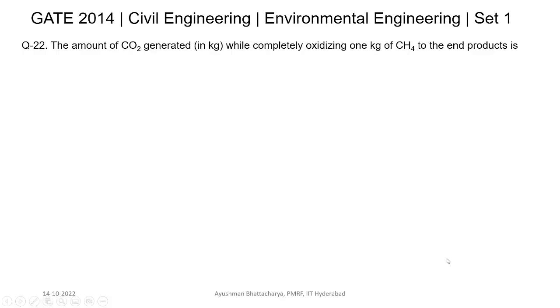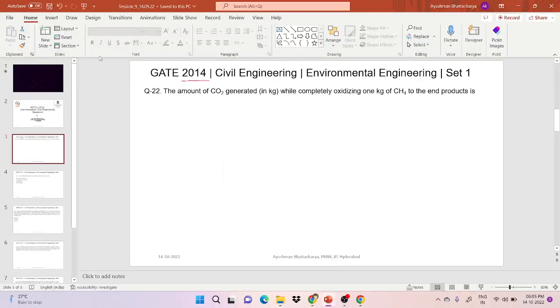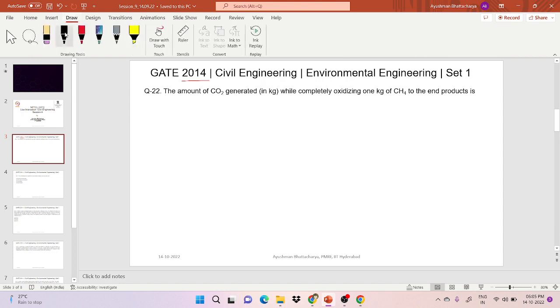So this is question 22, which came in GATE 2014, set 1. The question says: the amount of CO2 generated while completely oxidizing 1 kg of CH4 to the end product is. So in this question they are asking the amount of CO2 that will be generated while oxidizing 1 kg of CH4 to the end product.